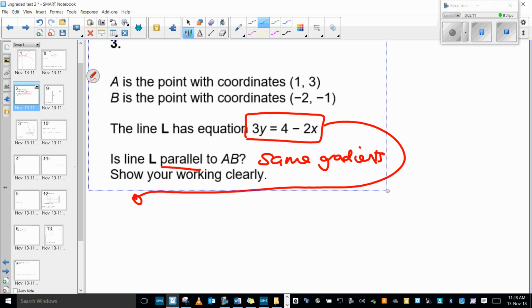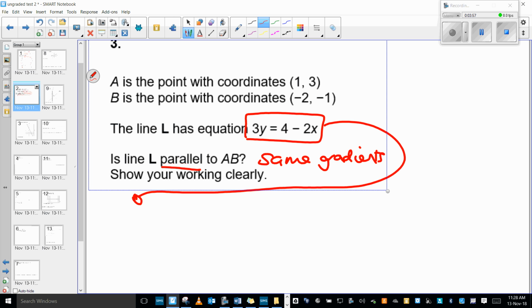Can we do it just by looking at it? No. Not immediately by looking at it, but what can we do with that expression actually, Stephen? What can we do to that to be able to find it? Look at it and tell us what the gradient is. Not yet, no. Because at the moment this says 3y equals 4 minus 2x. It is divided. What do we have to do to this expression here, Alexis? Why?